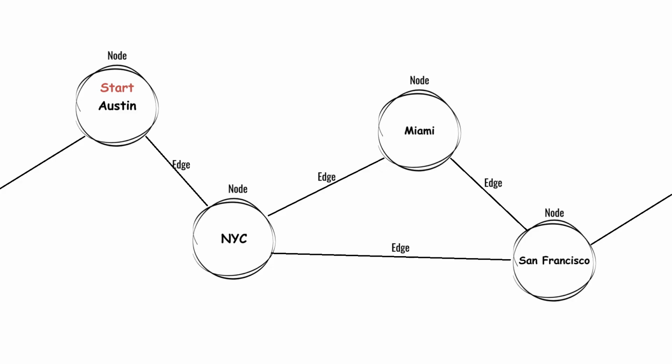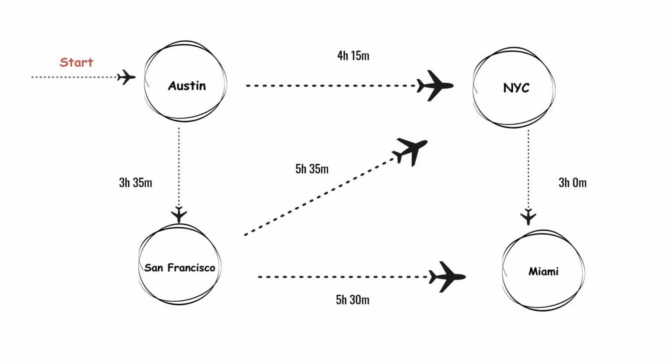Let's imagine that we're starting our trip across the US in Austin. Our goal is to visit New York City, Miami, and San Francisco in an order that helps us achieve the shortest total time. We can think of each city as a node, a point on the graph, and each flight between cities as an edge, a path on the graph. The numbers next to the flight paths are the times it takes to travel, the weight of each edge.